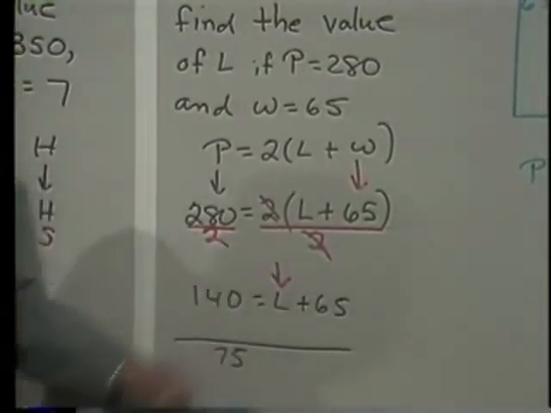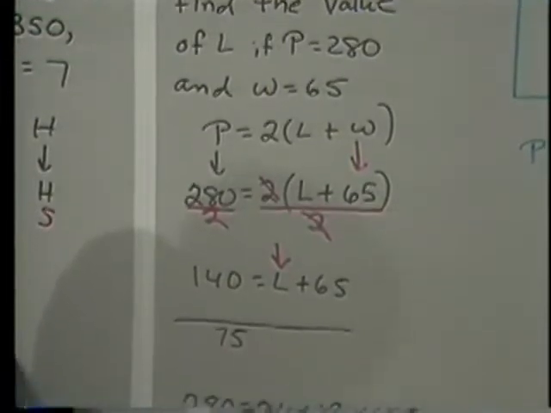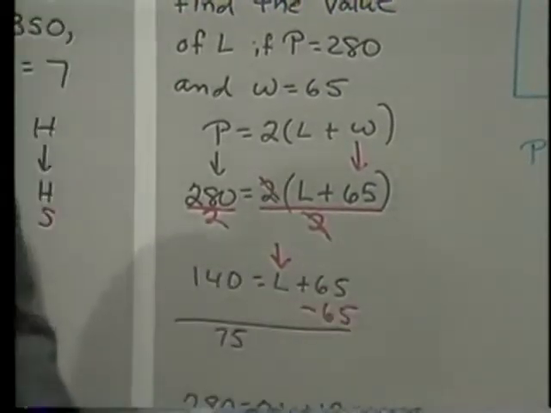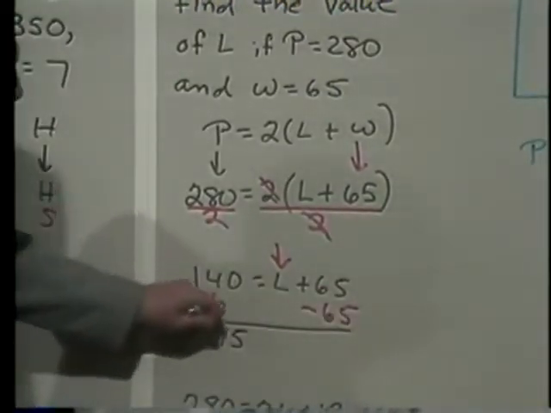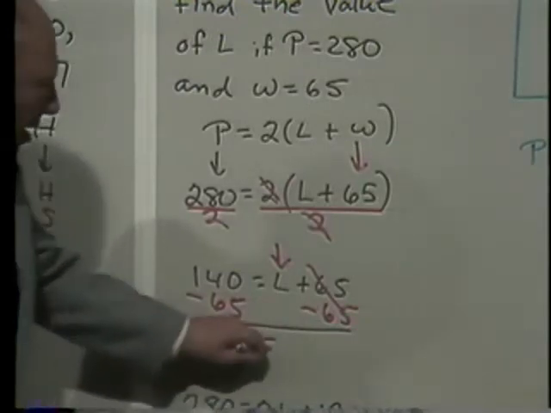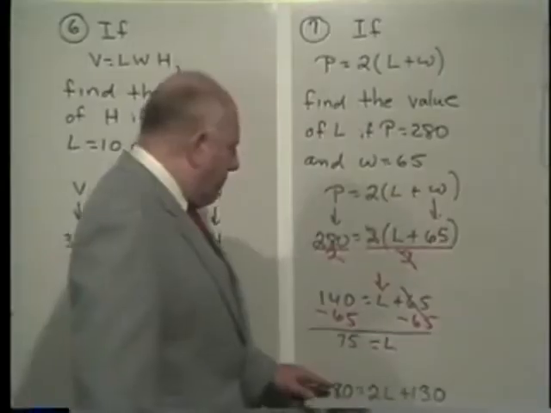What keeps the L from being by itself? The 65. What's the 65 doing? It's being added. So to undo adding, I'm going to subtract it. But if I subtract it from one side, I have to subtract it from the other side. 140 minus 65 is 75. 65 minus 65 is 0. So L is 75.